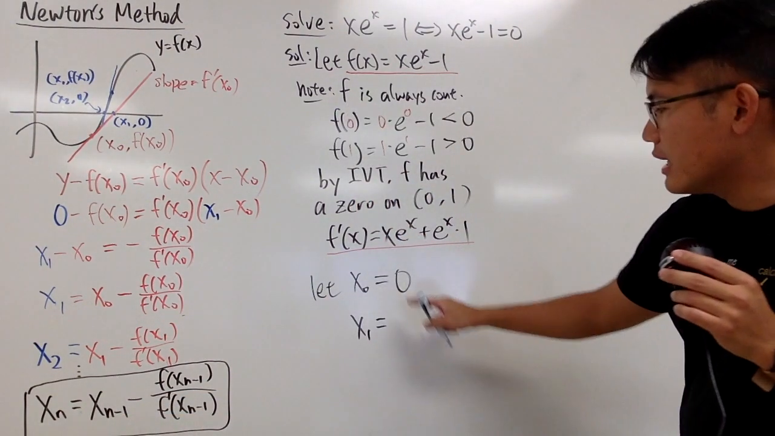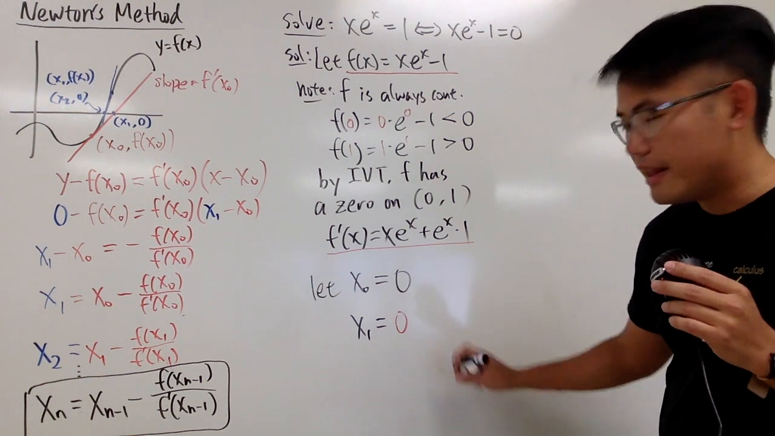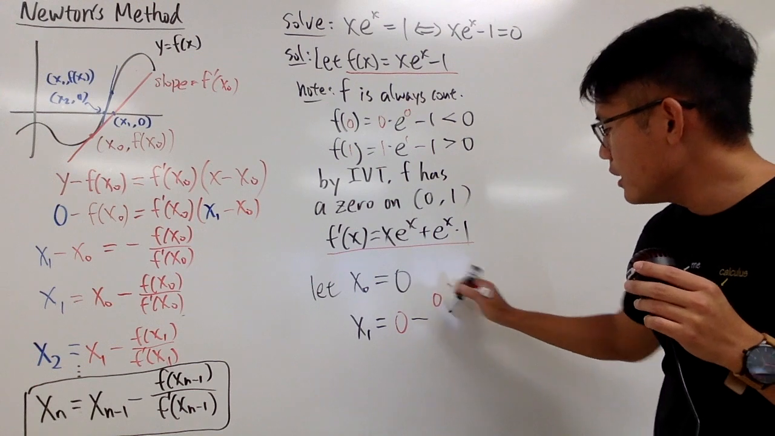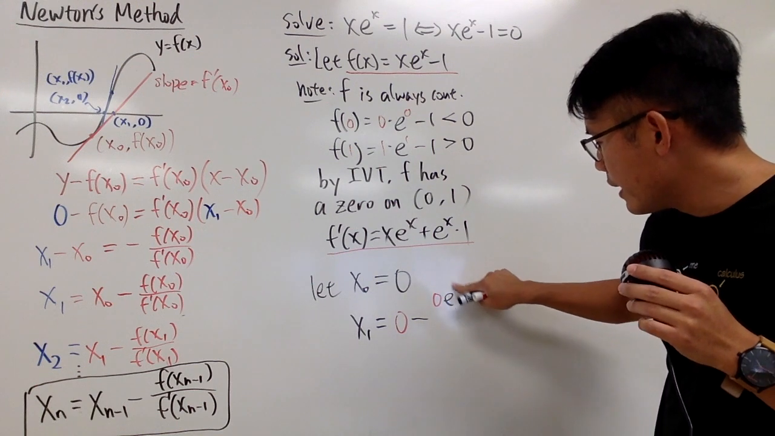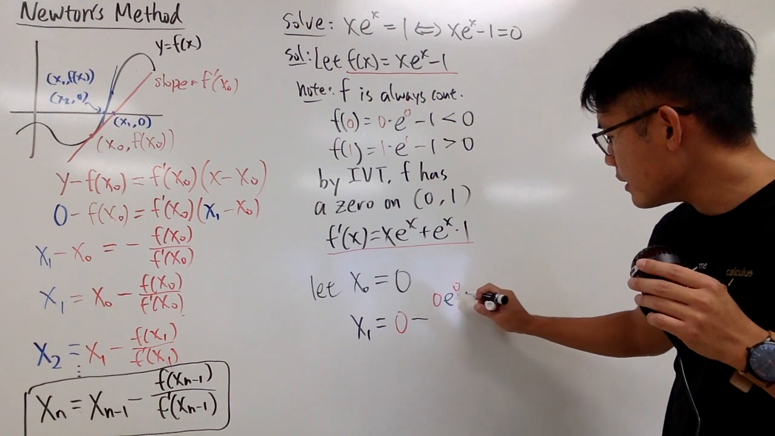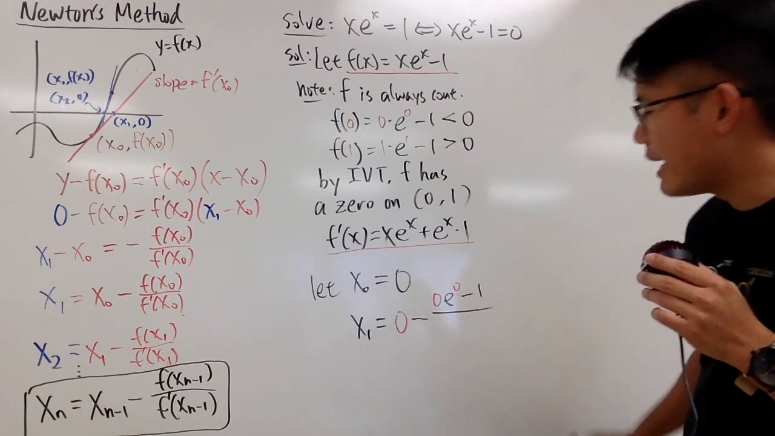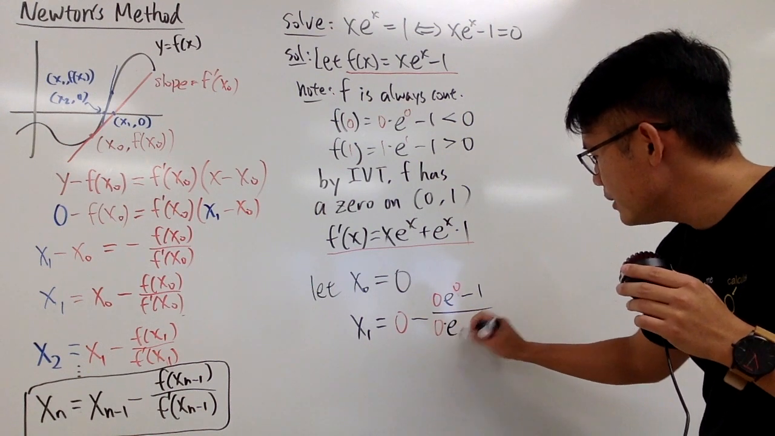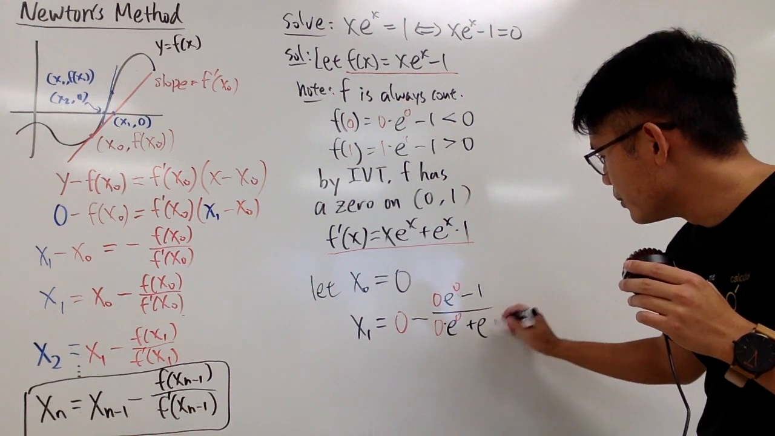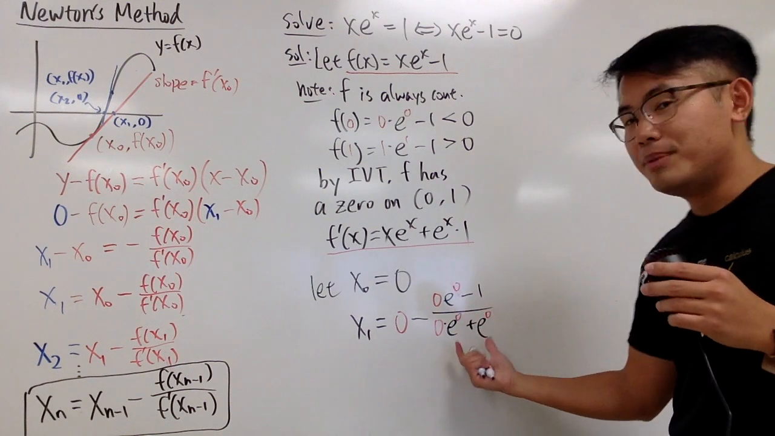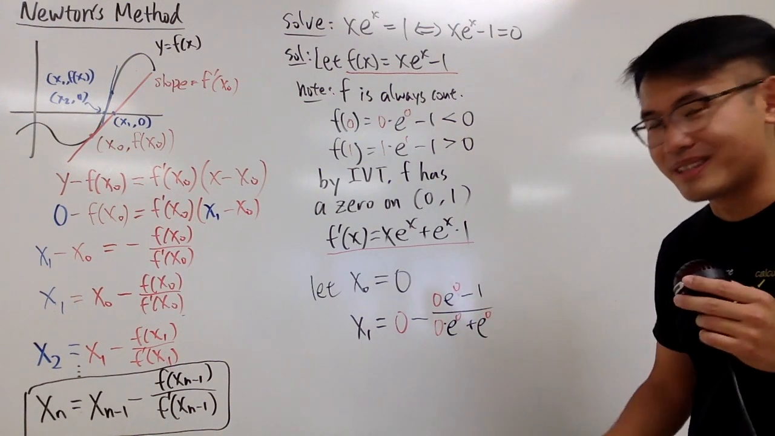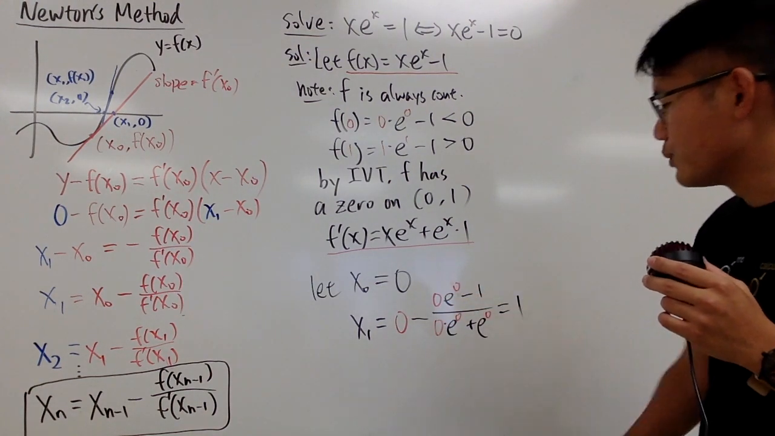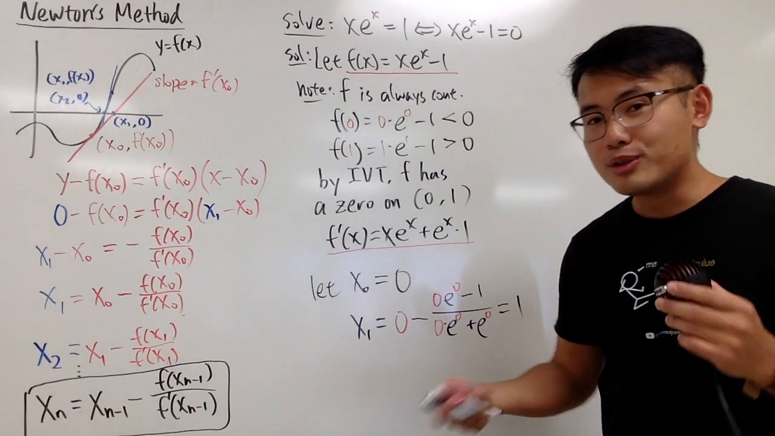We will see x1 is going to be the following. We need the previous x value, which I pick to be 0, and then I will have to subtract. I plug 0 into the original, which is going to be 0 times e to the 0, minus 1, and then divided by, I plug 0 into the derivative right here, so it's going to be 0 times e to the 0 plus e to the 0. We are lucky because this is not 0 on the bottom, so that's good. You can work this out, and you will see this is actually just going to be a positive 1, okay? And then you pretty much do that again.